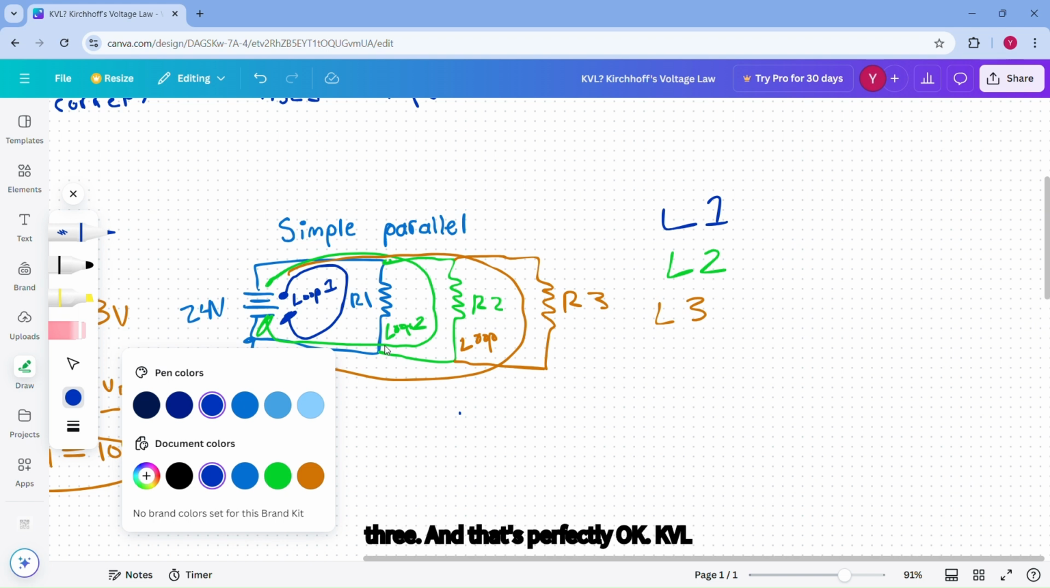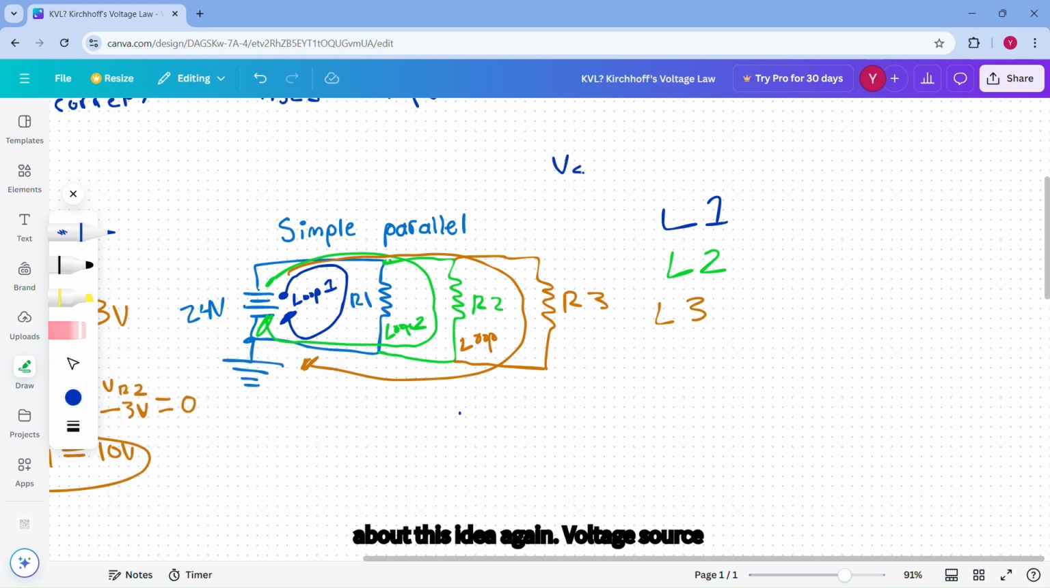And that's perfectly okay. KVL doesn't apply to the whole circuit, it applies to our loops where the path is continuous, and we're looking at what rises, what drops in that loop. Okay? So let's talk about this idea again. Voltage rises equal the voltage drops, or the sum of all voltages. So my first loop, I'm going to have two components. This is going to be my V1 and my R1. And this is actually going to be the same case for my other ones, but my resistor is changing.